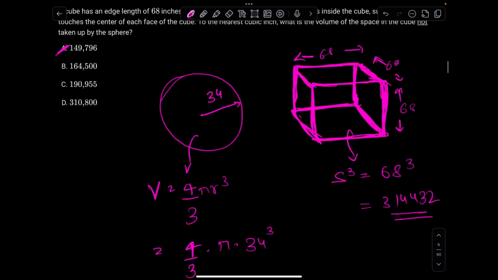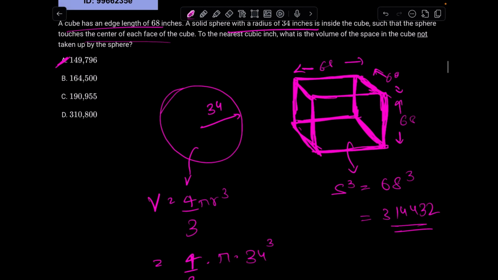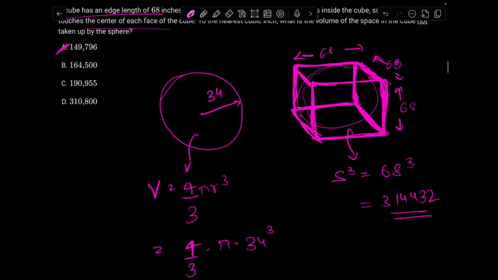Okay, moving forward. A cube has an edge length of 68, and a solid sphere with radius 34 is such that the sphere touches the center of each face of the cube. So this is a cube, and basically the sphere is going to be like this. Imagine it to be 3D. I can draw 3D as well. So the length of the sides are 68. So just label it here.